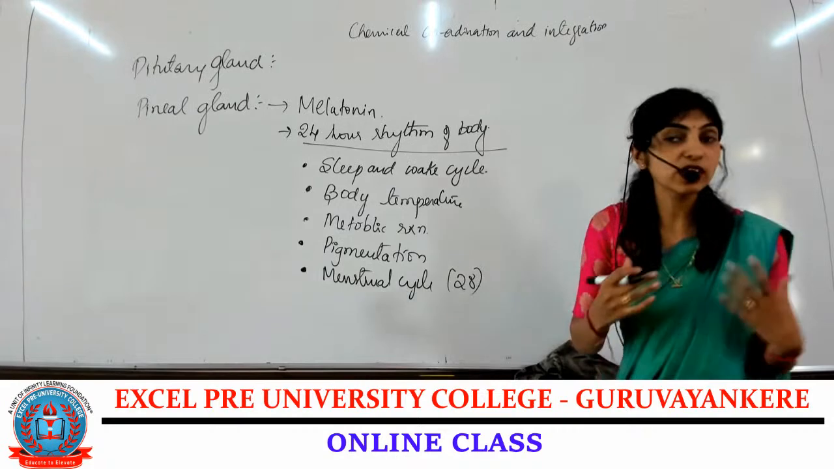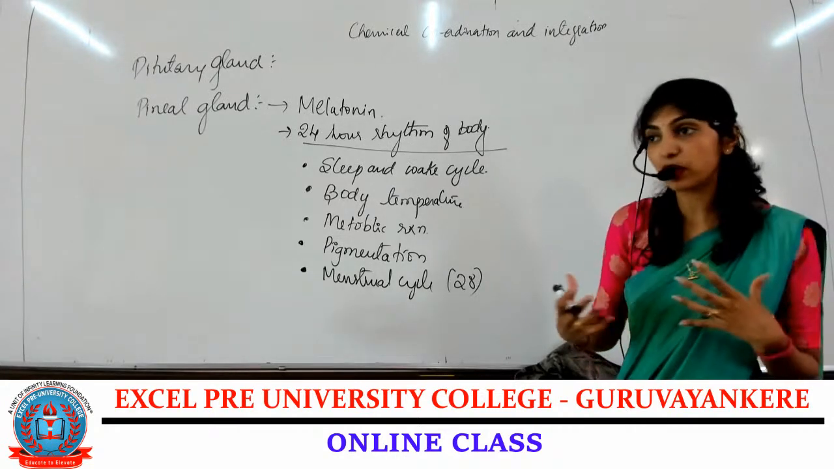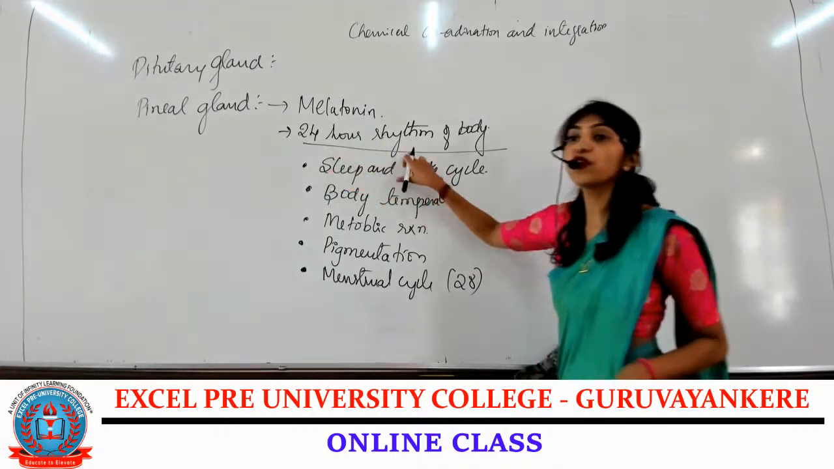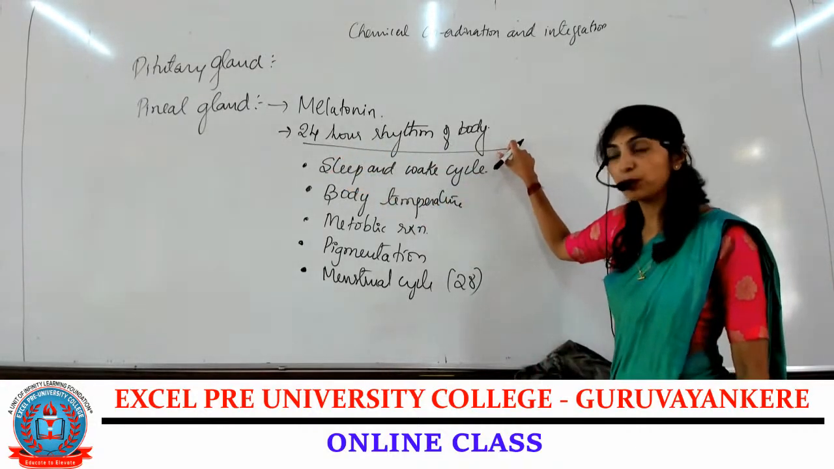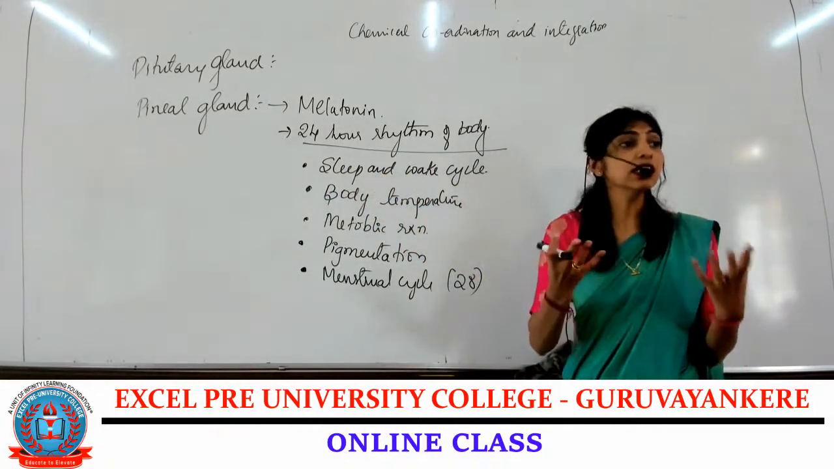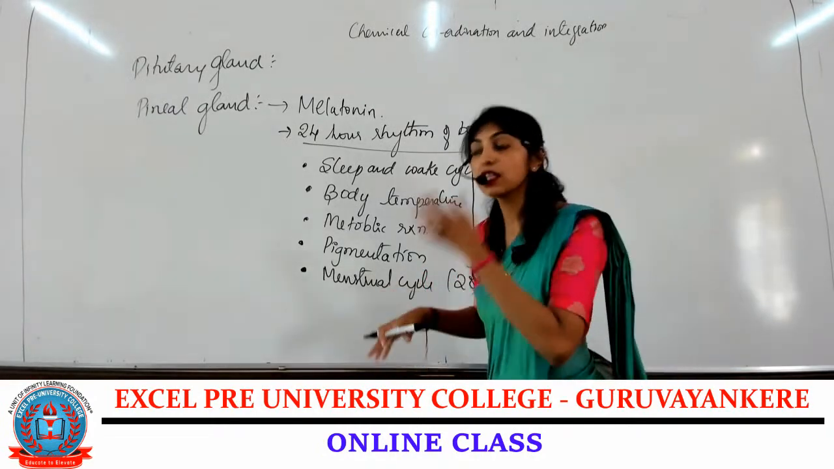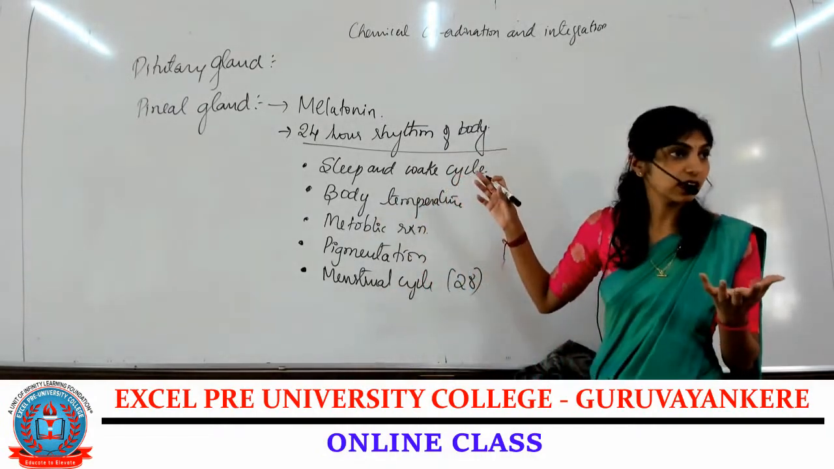Now, what is this 24-hour rhythm? The changes that take place in the body over 24 hours, which include the sleep and wake cycle. Generally, a healthy human will have 12 hours of sleep and the remaining as the wake cycle. Clear?